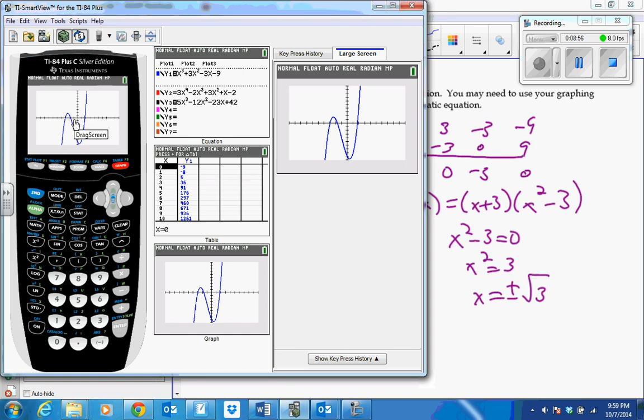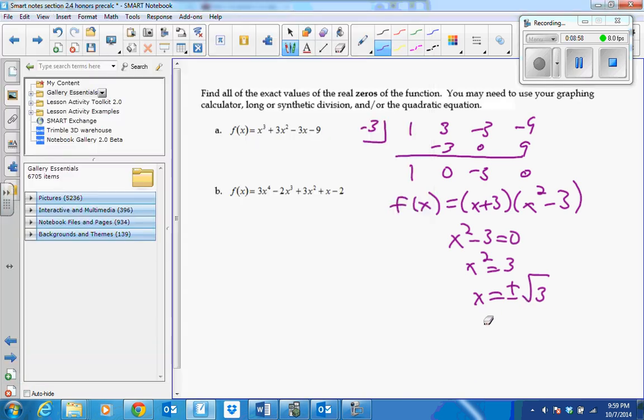So we have a total of 3 roots for this problem. X equals -3, and x equals plus or minus square root of 3, which makes total sense because we have a degree 3 equation. So it either has to have 3 solutions or 1 solution.